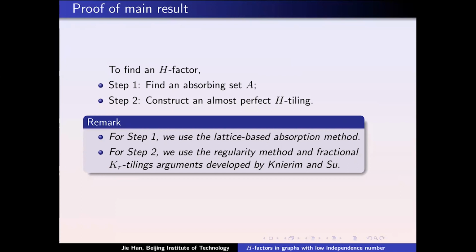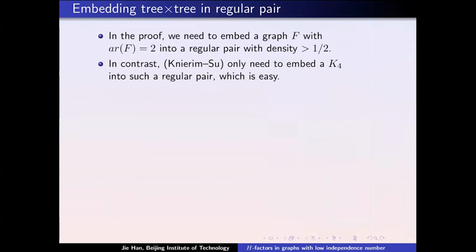So after giving that, what do we have besides this? Because people may say the lattice-based absorption method is already known, and for the second one I'm clearly using arguments and tools from somebody else. So what do we have? It comes from this simple part that we need in our proof. Namely, we need to embed a graph with AR equals 2 into a regular pair with density at least 1/2.